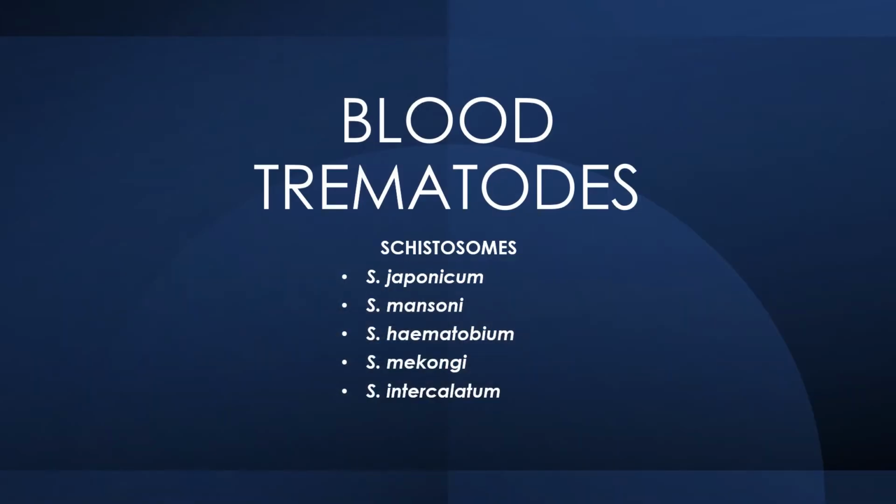So let's start with blood trematodes. Your blood trematodes, we have your schistosomes. They are the most romantic parasites and the species infecting humans are categorized into African and Asian schistosomes. For your African schistosomes, we have S. mansoni, which is known as Manson's blood fluke. They can be found in Africa and South America. For S. haematobium, they are known as the bladder fluke, the vesicle fluke, or the kidney fluke.